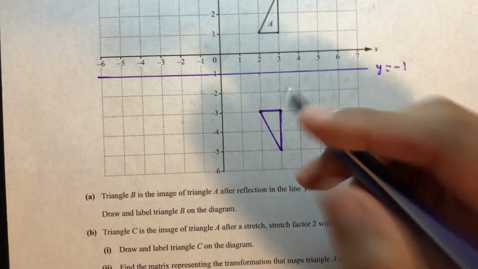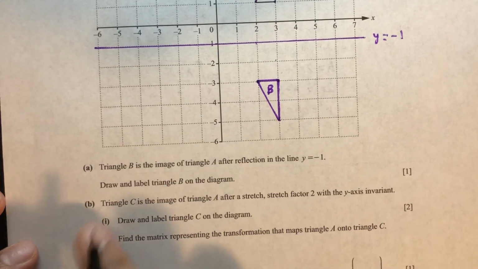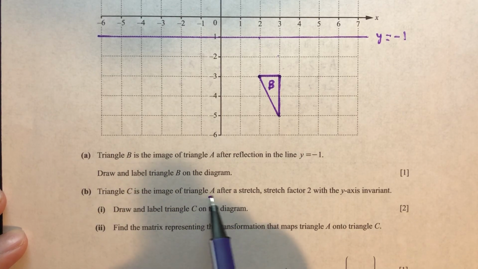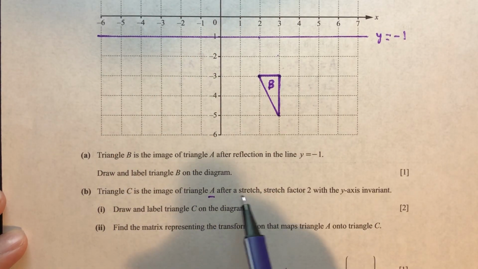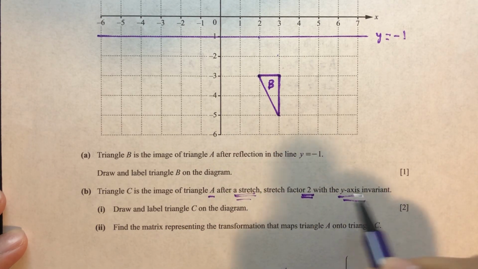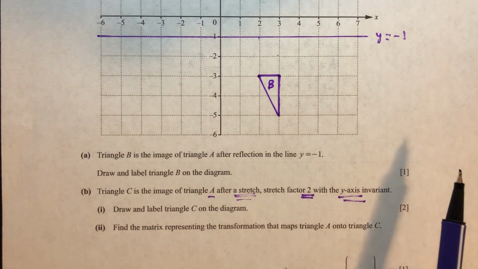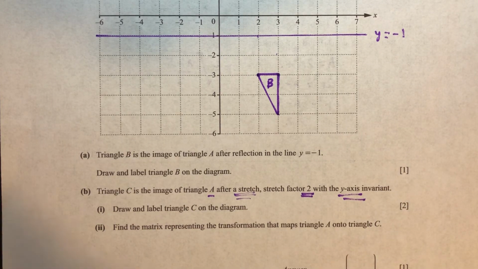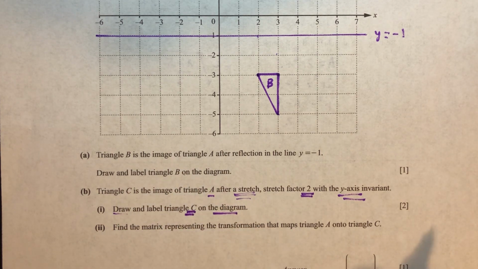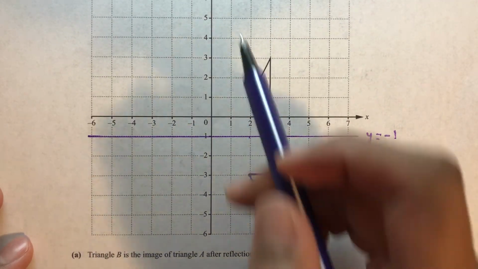Let's first label this as triangle B for part A. Moving on to part B, the question is: triangle C is the image of triangle A, which is here, after a stretch with a stretch factor of 2, with the y-axis as the invariant line. Part 1: draw and label triangle C on the diagram.